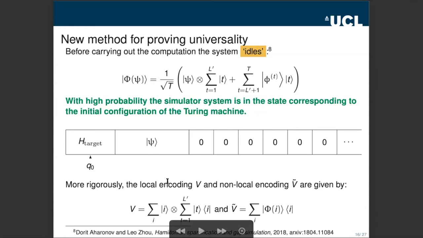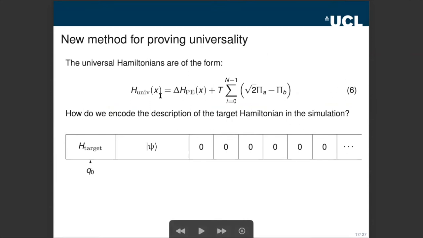Okay, so with this idling to enhance coherence idea, we're able to construct a full simulation of our target Hamiltonian using this history state method. As I said before, the universal Hamiltonians are of this form, and the local encoding maps onto this initial state of the Turing machine. This is something I haven't really touched on, and that's how do we encode the description of the target Hamiltonian in the simulation? So I've put a description of the target Hamiltonian here on the Turing machine tape, but I haven't really touched on how we actually get that description.